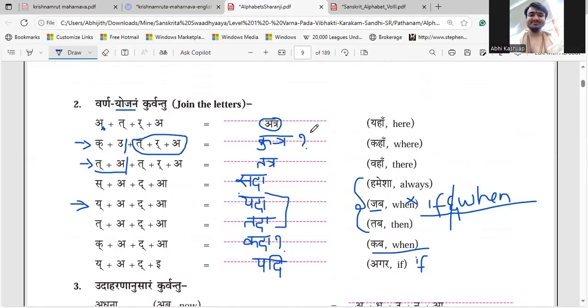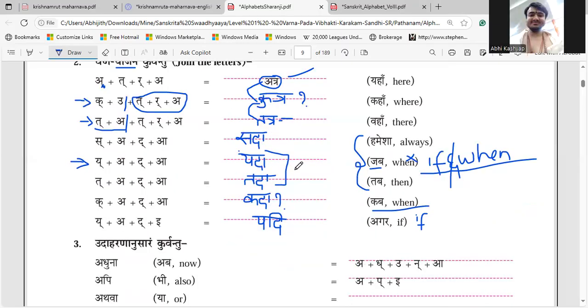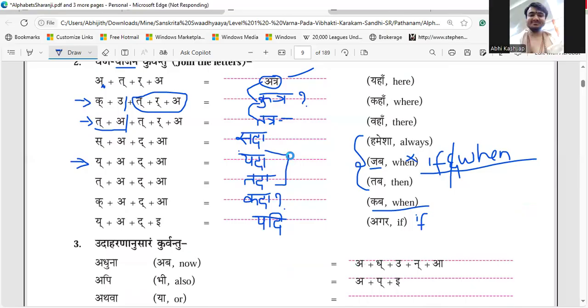So, what is kutra? Kutra is where. Answers for kutra is either it can be here or it can be there. So, if it is here, it is atra. If it is there, it is tatra. Then the question is kada. Kada is when. So when the question is when, it can be now. Tada means always. Yada, tada is something that goes together. That is, there is a condition involved.